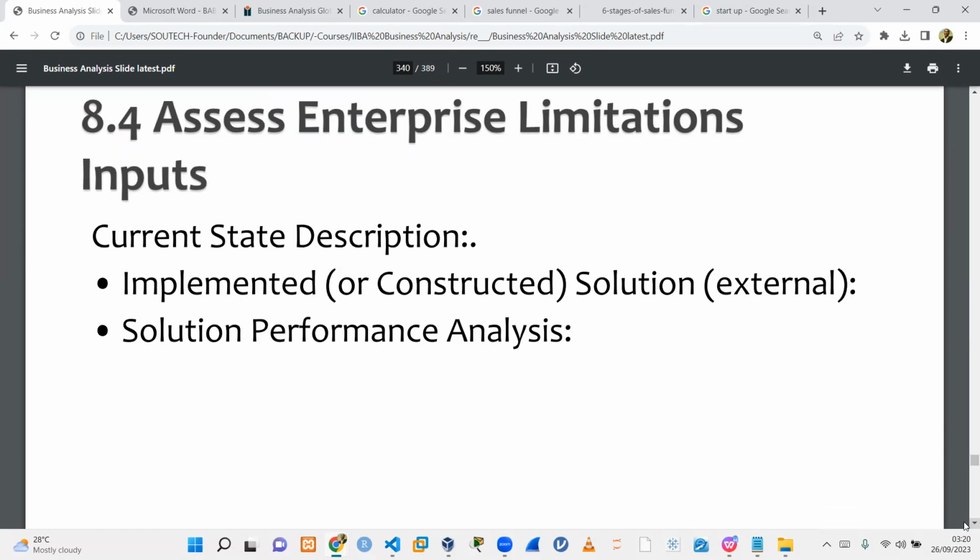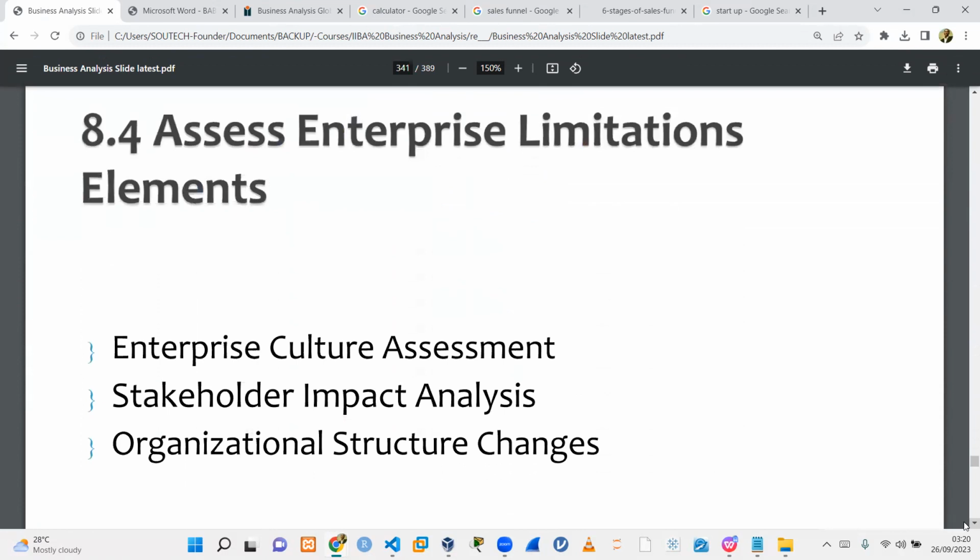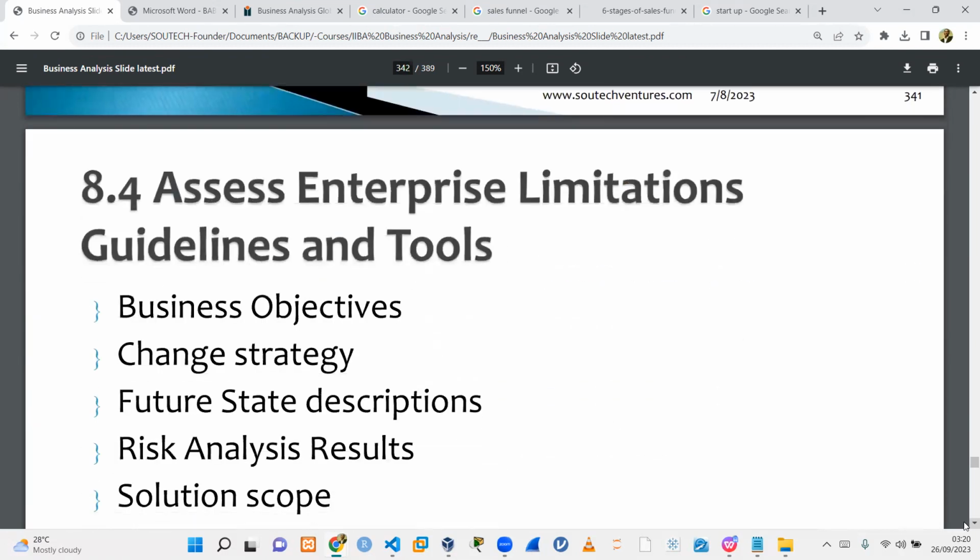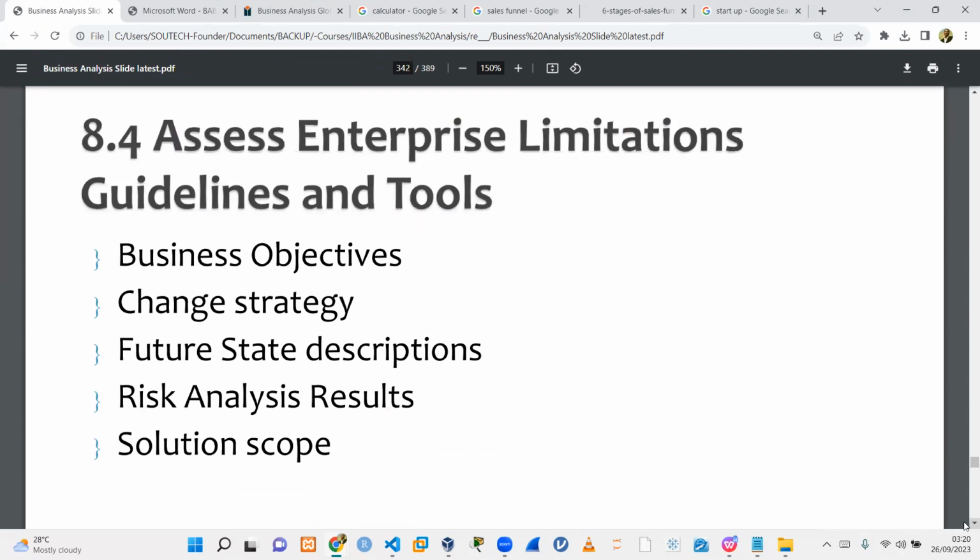So to do this, there are some inputs you need. You need your solution that you've implemented, and of course, you need your solution performance analysis. So how your solution is performing internally can help you look at what other external factors might affect this solution. Some of the elements are enterprise culture assessment, stakeholder impact analysis, then organizational structure changes. Some guidelines and tools are business objectives, change strategy, future state description, risk analysis results, and solution scope.